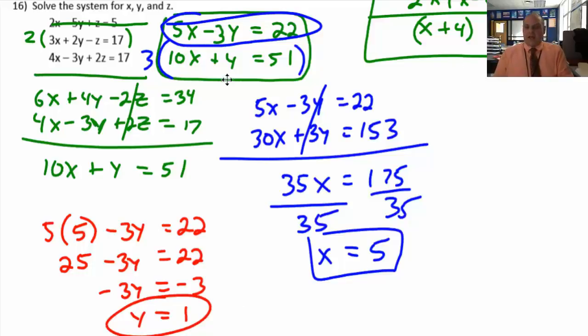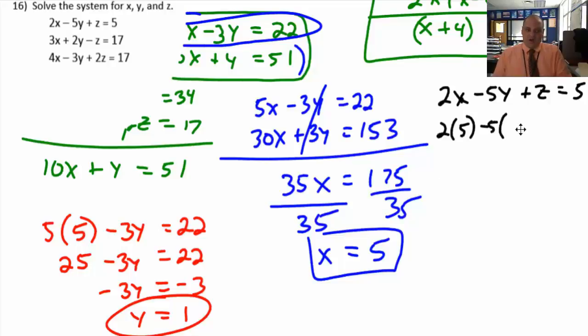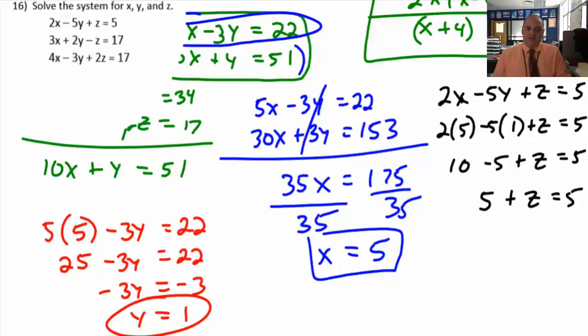And if I know x and y, I can go back to my original system. Take my original system, 2x minus 5y plus z, which is what I still need, equals 5. And I know x and y now. 2 times 5 minus 5 times 1 plus z equals 5. 10 minus 5 plus z equals 5. 5 plus z equals 5. So z must equal 0.